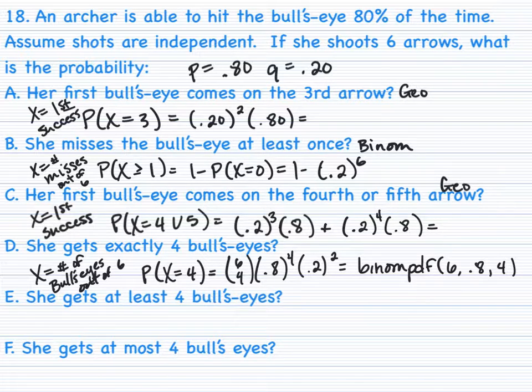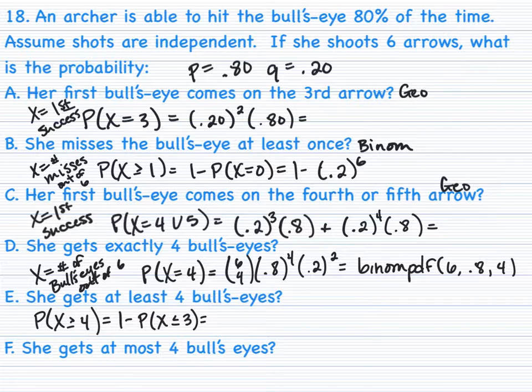At least 4 bullseyes would be, and so the X is going to equal the same for parts E and F. So the probability that X is greater than or equal to 4, you can do 4 plus 5 plus 6, that's acceptable, or you can do 1 minus the probability that X is less than or equal to 3, so 3 or fewer. That makes it easier to calculate in the calculator.